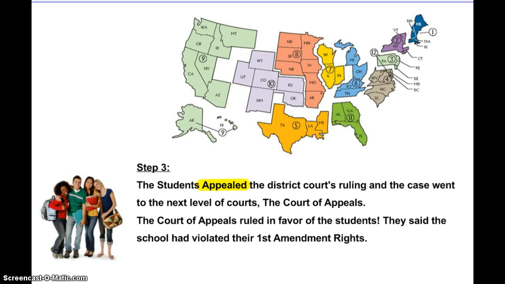The students appealed the court's ruling, and it went up the line to the District Court of Appeals. And you can see here that Missouri is actually in the 8th District Court of Appeals. The Court of Appeals this time reversed the lower courts, and they ruled in favor of the students. They said that the school had violated their First Amendment rights. They should not have taken those articles out, and the school was wrong to do that. Win for the students. Yay, they said.